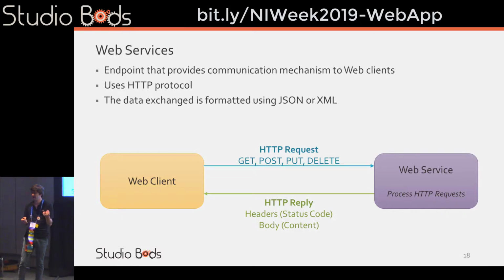So the web service processes these GET, POST, PUT, DELETE requests, most likely makes a request to the database, and then sends a reply which contains the status code. Very important: this is how you know if the request was executed successfully. It might also contain what we call a body, which is the content. So when I query my web service for the list of test stations, the body will contain the list of test stations in a JSON string.